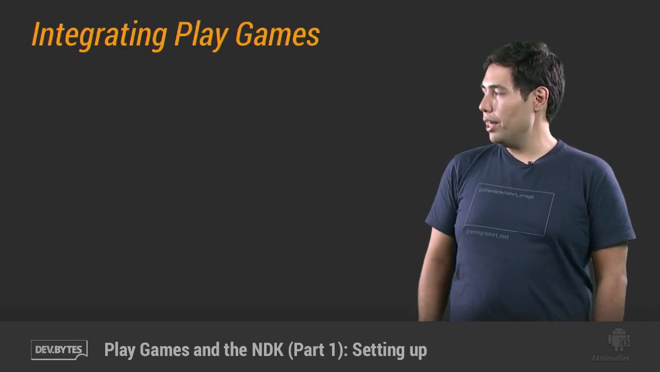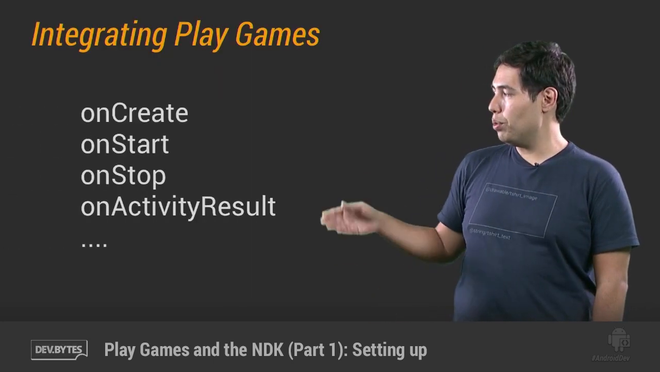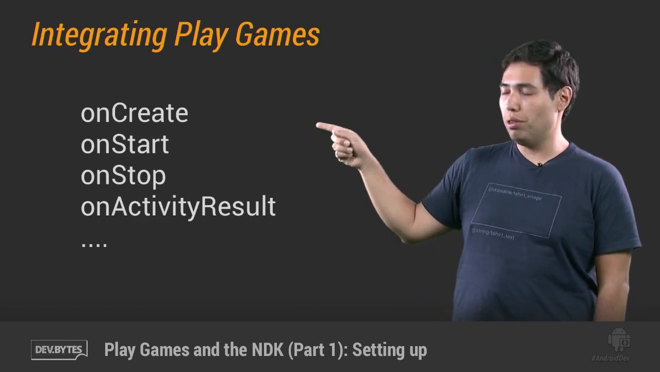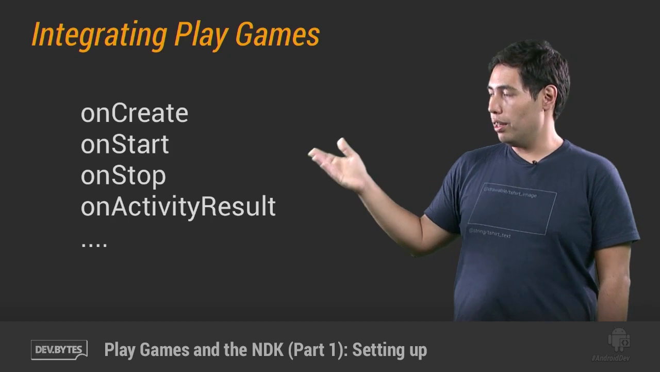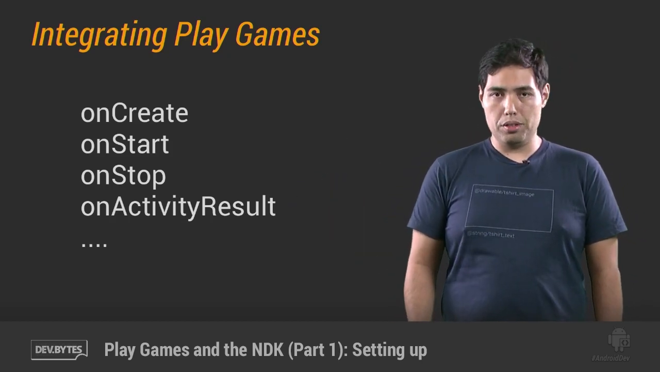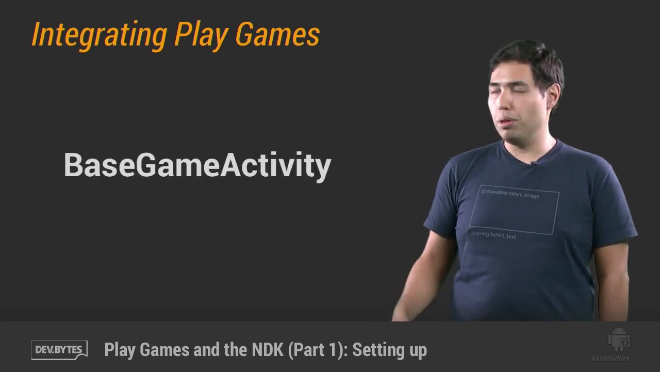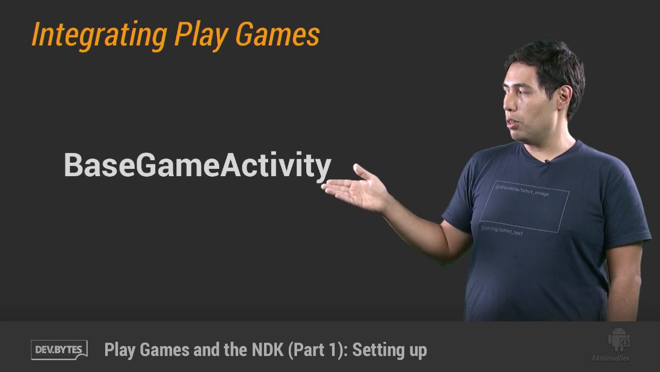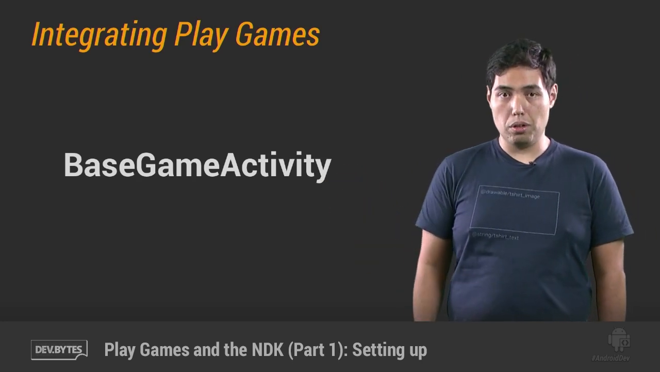When you're writing a game using the Play Games API, you normally have to worry about connecting all these callbacks that the Android lifecycle gives you. So you have onCreate, onStart, onStop, onActivityResult, and several other callbacks. Normally, if you're writing a game that's not native, you can usually get away with just subclassing BaseGameActivity, which is a class that we have in the samples. When you subclass BaseGameActivity, all that lifecycle is connected for you.